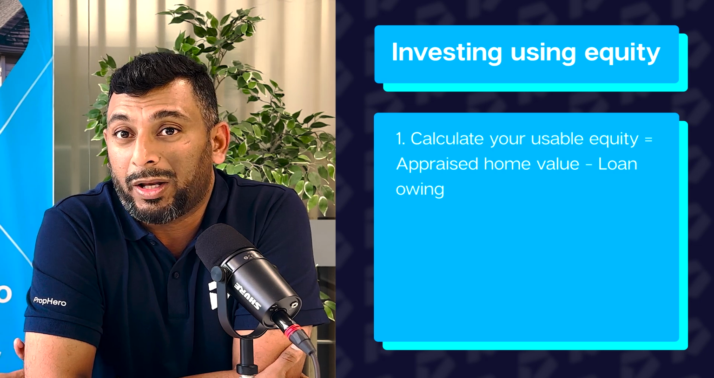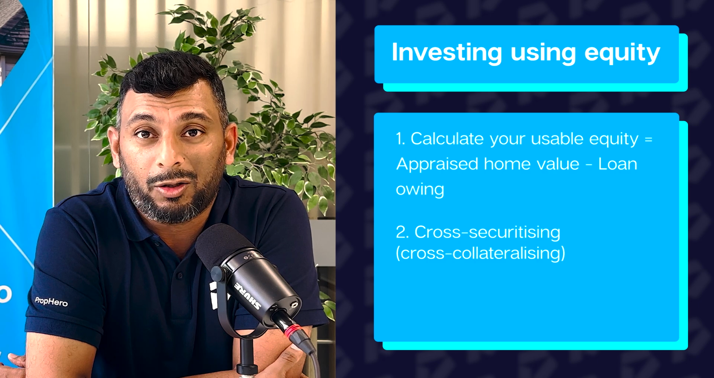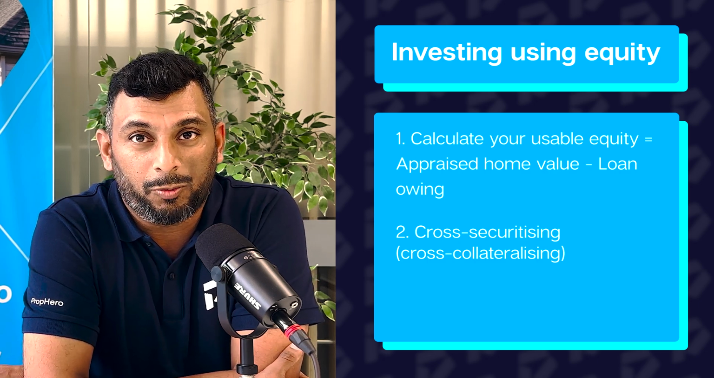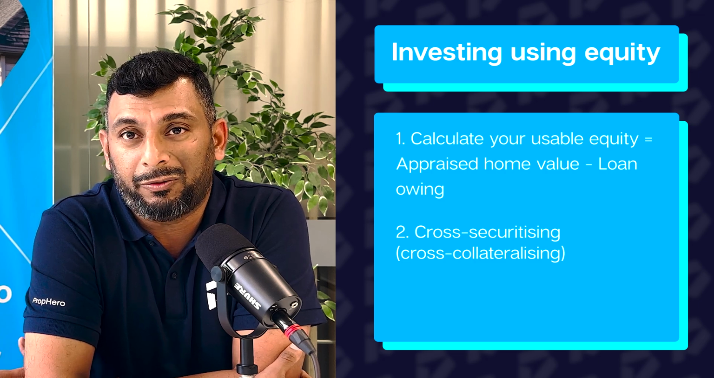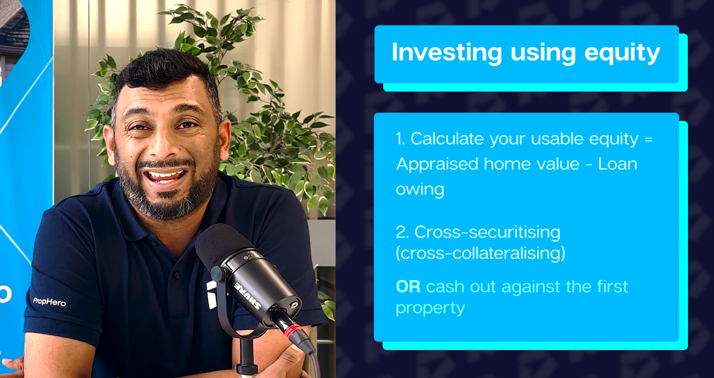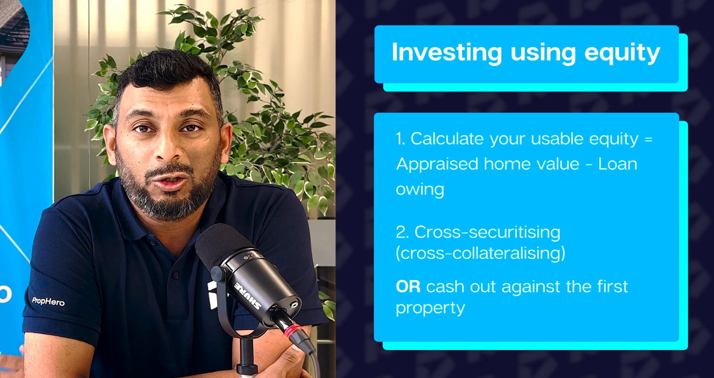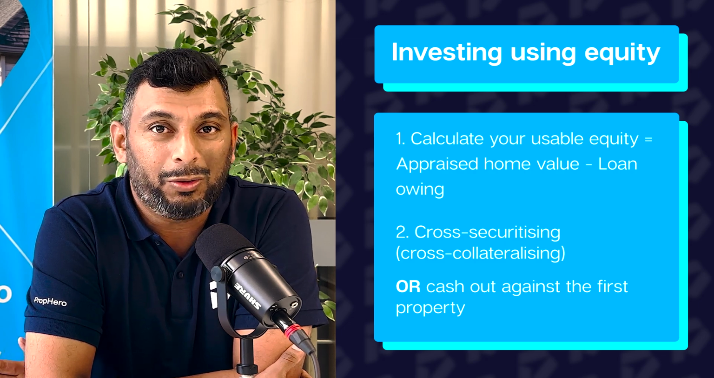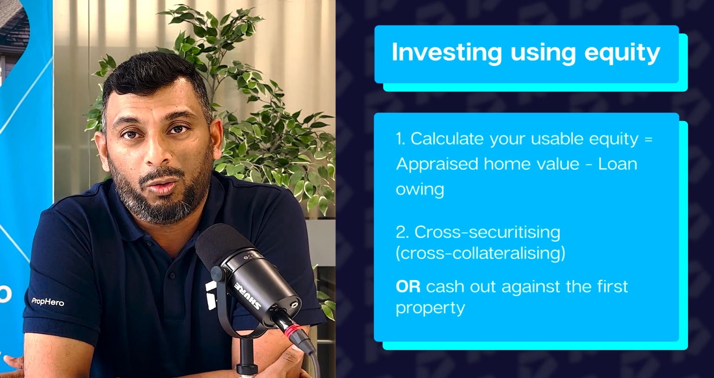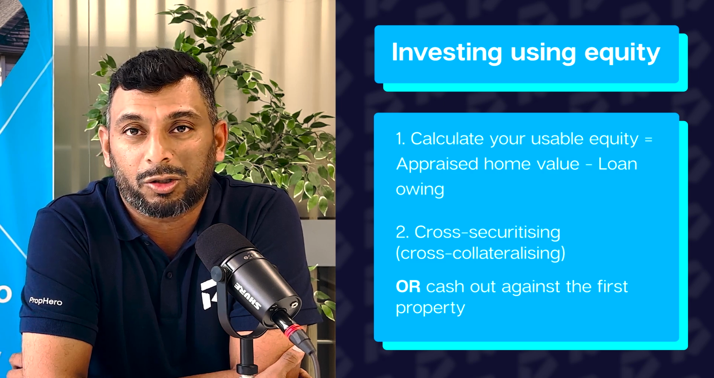Now, you can do one of two things. You can either do what we call cross-securitizing or cross-collateralizing the properties, where you punch the existing and the new property together and you borrow most of the funds against the new property, or you can do what is called a cash out against the first property, where you physically draw out the funds, use them as the deposit and stamp duty and other costs towards the purchase of your property, and the remainder of the loan is what goes against the new property you're buying, in which case the two properties are not cross-securitized.